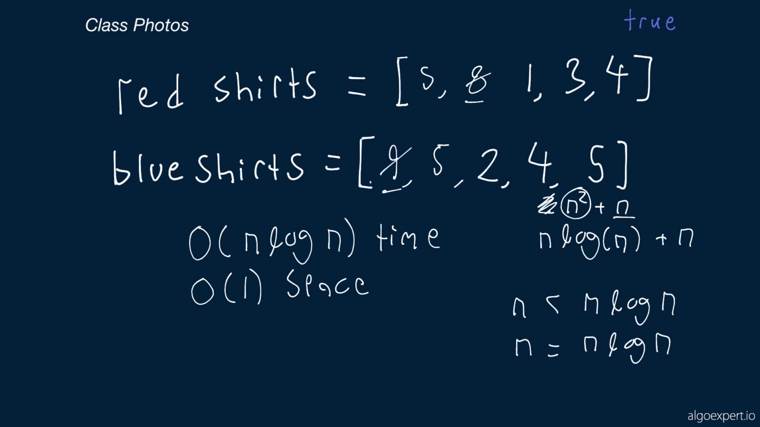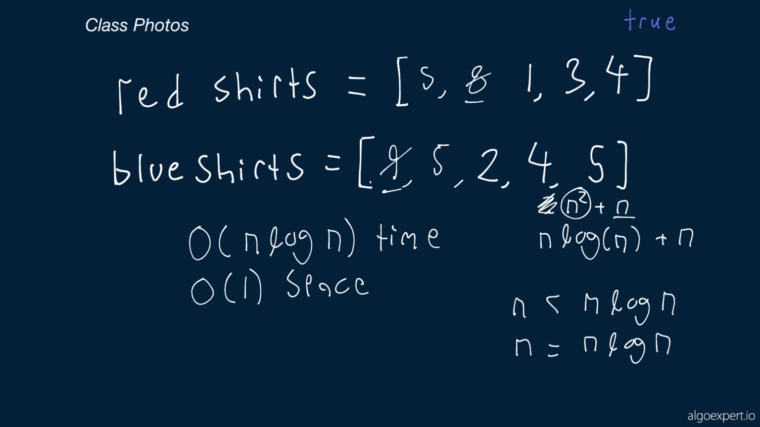Now, when we're talking about the constant space, the reason we have constant space is because we're going to sort both these input arrays in place. So we are not going to sort these into new arrays. So we're not going to use auxiliary space. We're just going to sort them in place. In other words, we're going to mutate the input arrays, which is fine for this problem because there is nothing that states that we are not allowed to modify the input arrays.